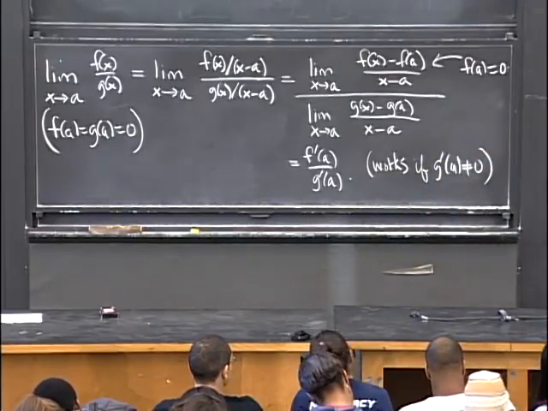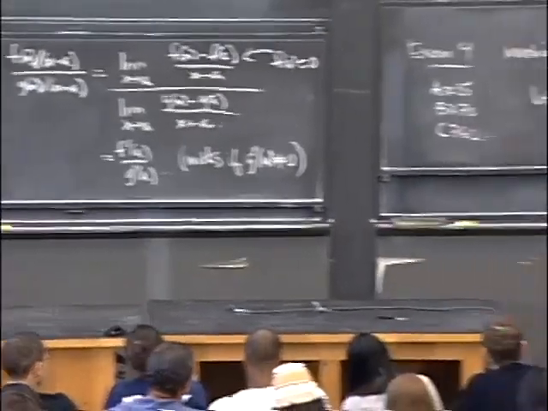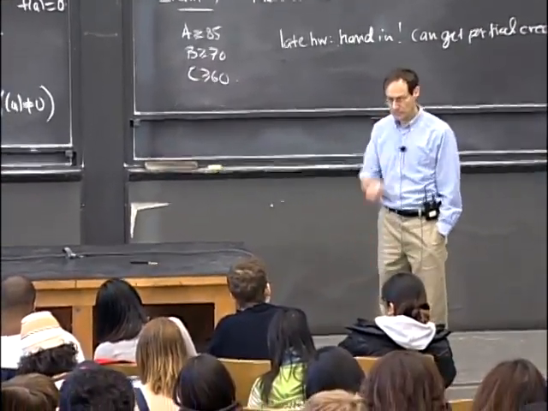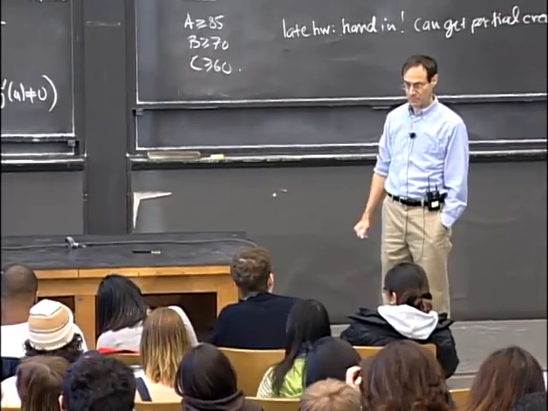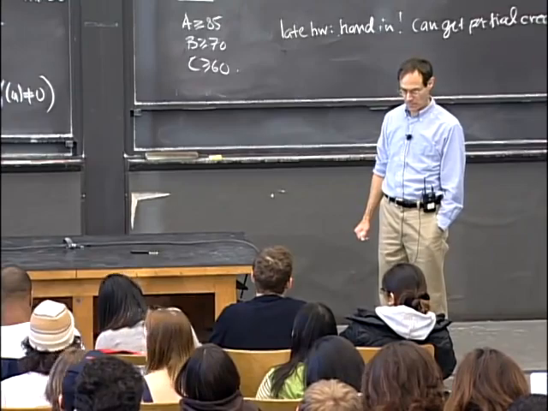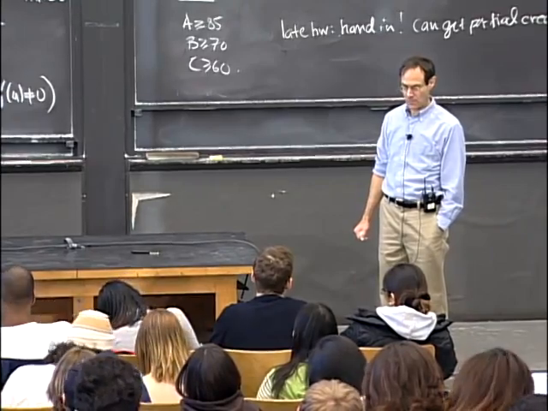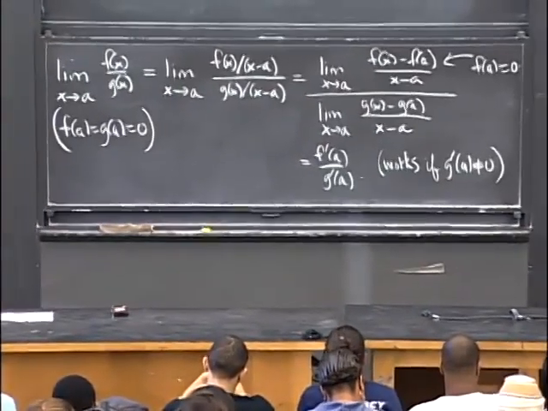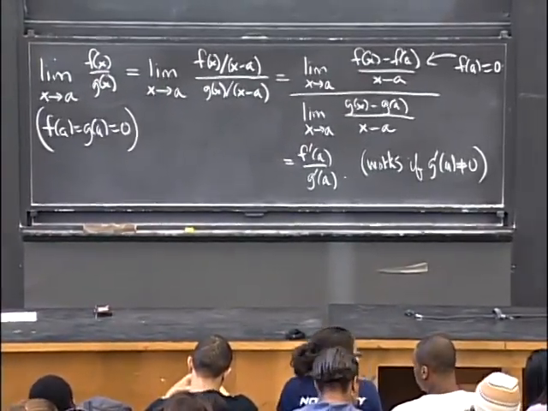Yeah, question? Why does this work in more of an intuitive sense, that the limits can be found using their derivatives? I just don't really understand. I see this proof of it, but is there a more intuitive way to understand it? The question is, is there a more intuitive way of understanding this procedure?